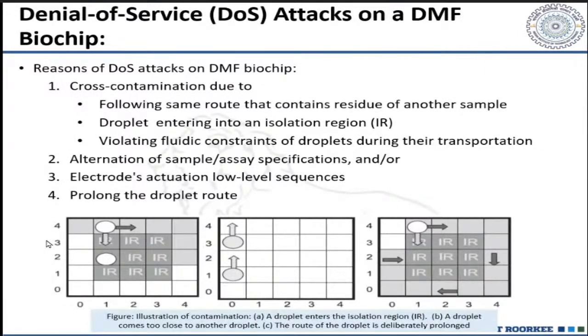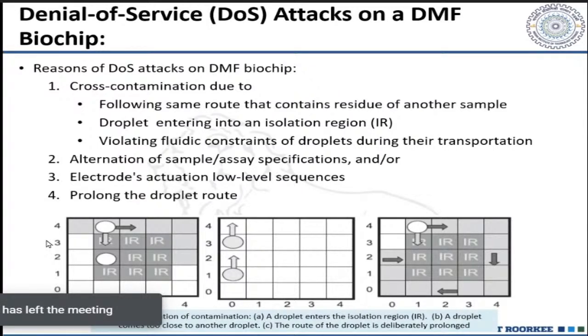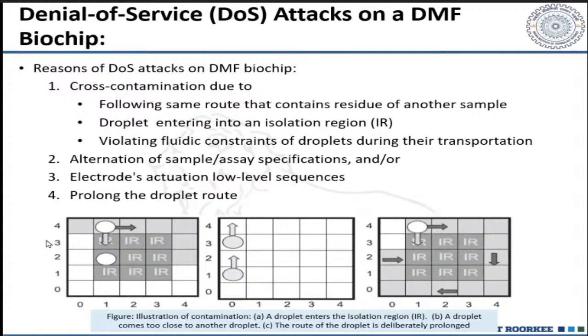And the other one is the denial of service attacks for the digital microfluidic biochip, where cross contamination is basically one issue. I discussed earlier that once one fluid moves through the electrodes and another fluid is also flowing through the same path, maybe the previous fluid or droplet has left some residue, and in that case you will find cross contamination. So if there is cross contamination, this may also give rise to a denial of service attack, because it can change the operation of the assay.